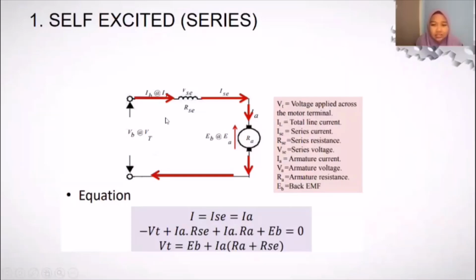IL is the total line current. ISE is the series current. RSE is the series resistance. VE is the series voltage. IA is the armature current. VA is the armature voltage. RA is the armature resistance. EB is the back EMF.